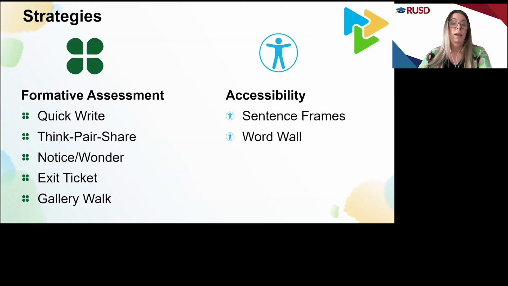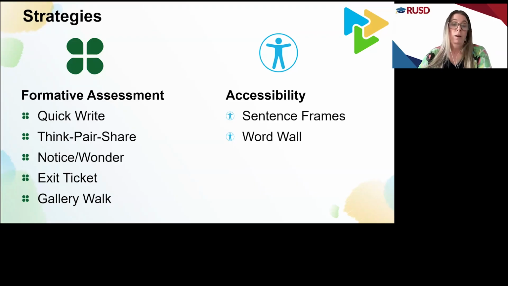Accessibility strategies are also included in this lesson. They include sentence frames and a word wall. Sentence frames help make writing claim, evidence, and reasoning more accessible, especially for our English learners. However, I've observed most students especially struggle with writing their reasoning because they often think their evidence is reasoning. Sentence frames help students organize their ideas cohesively.